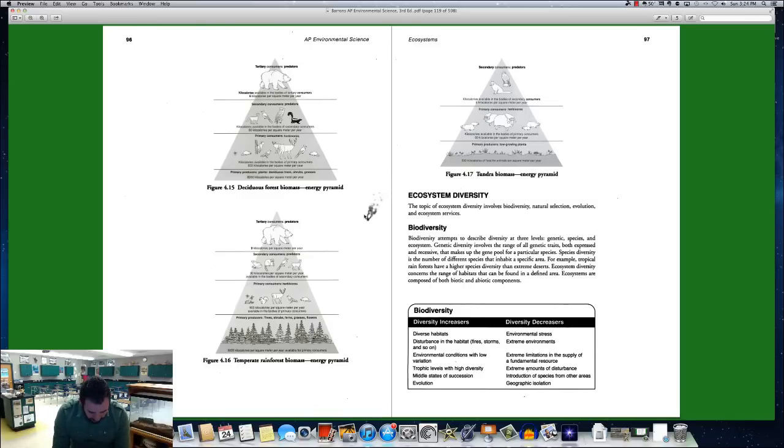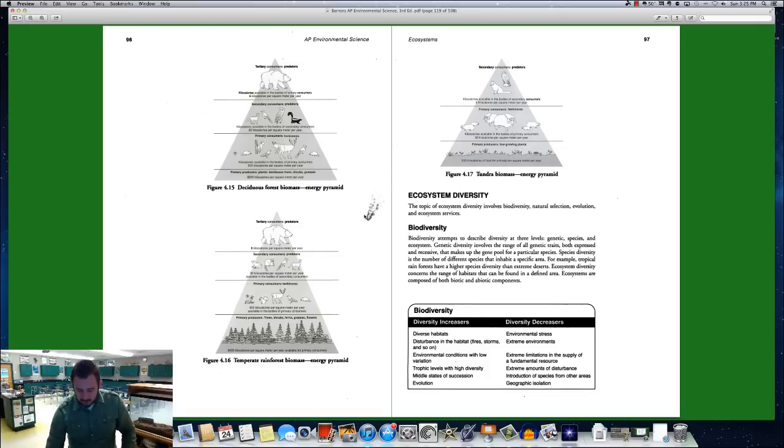Genetic diversity involves the range of all the genetic traits, both the expressed and the unexpressed, or the recessive, that makes up the gene pool of a species. Species diversity is the number of different species in a habitat or specific area. For instance, tropical rainforests have a higher species diversity than extreme deserts, because only a few species have adapted to living in those harsh environments. And ecosystem diversity concerns the range of habitats that can be found in a much larger area.